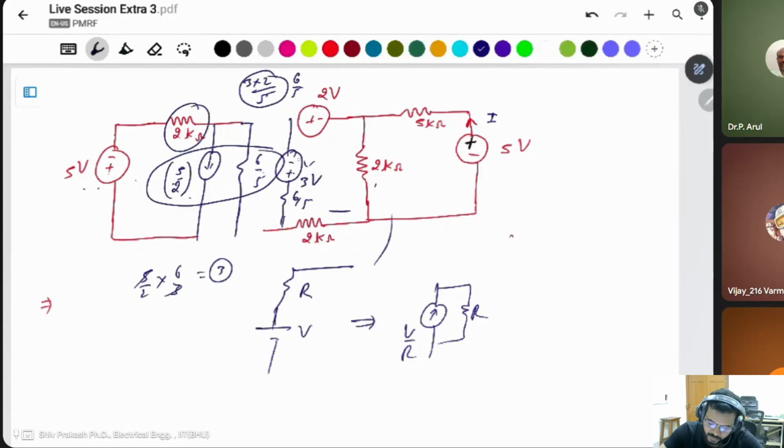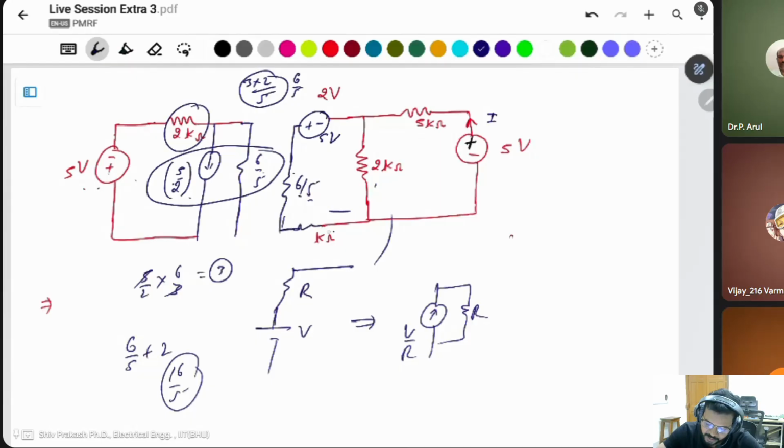Let's try. This is positive, negative: 3 volt plus 2 volt, total is 5 volt. The resistance is 6 by 5, and 6 by 5 and 2 are in series, 6 by 5 plus 2 is 16 by 5. Total resistance is 16 by 5. If you want to, you can change again this 5 volt with 16 by 5.